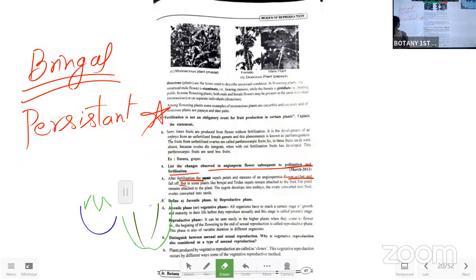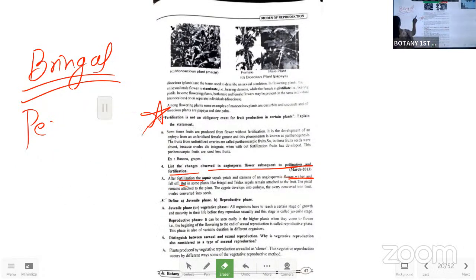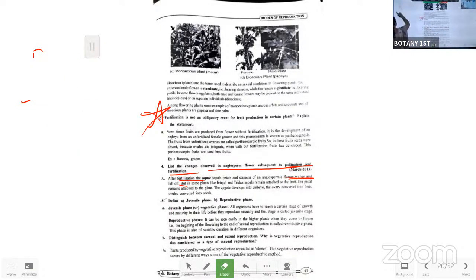In some plants only this type of calyx is present. In other plants, the calyx and corolla will wither off, otherwise fall off. Okay, so we need to go with the specific words over here.